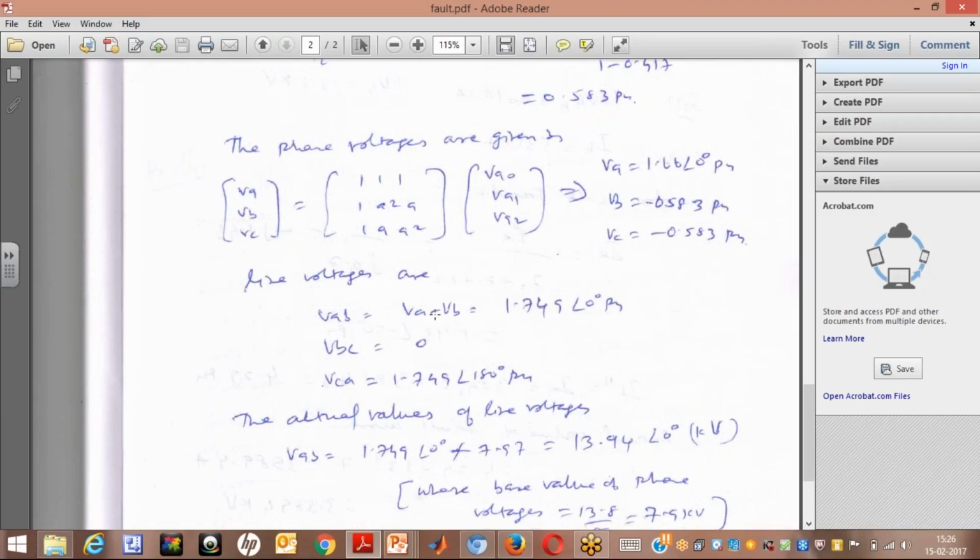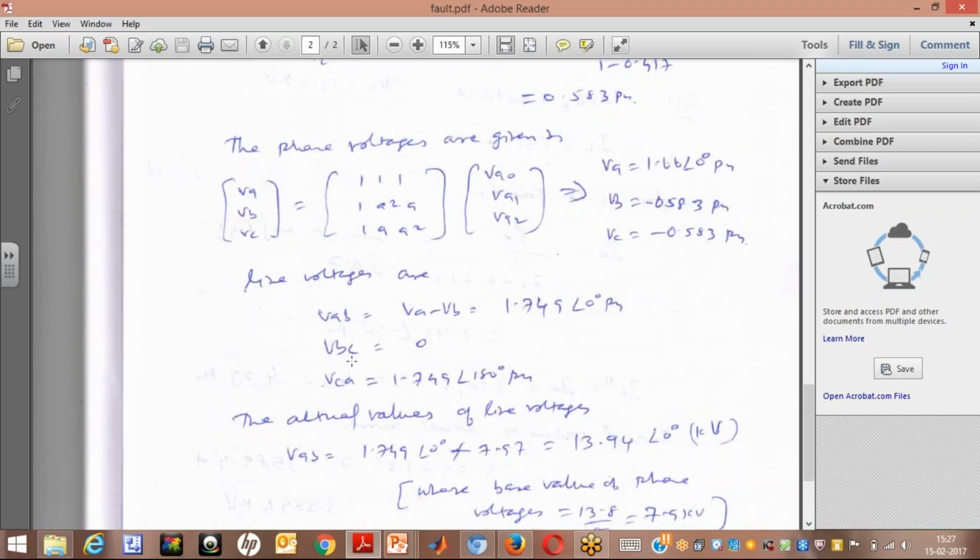But this minus is not a normal algebraic subtraction. It is a vector subtraction. VA minus VB. So if you subtract these two, you'll get the value. Similarly, VB minus VC. Similarly, VCA, VC minus VA. So once again, these values, whatever we have calculated, VAB, VBC, VCA, all are in per unit.